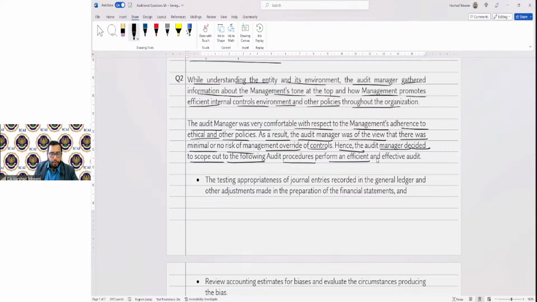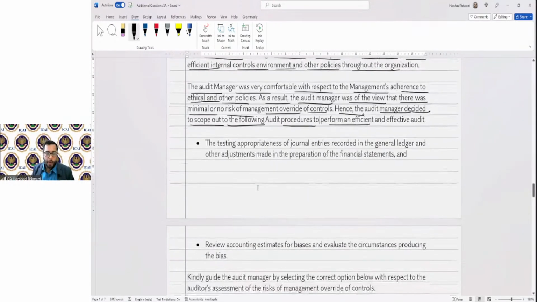So the manager decided to scope out the following audit procedures to perform an efficient and effective audit. Basically, he decided, okay, if there is no risk, then why should I perform this particular procedure? So it's better to scope out so that I can perform an efficient and effective audit. And which are these procedures that the manager thought to scope out?